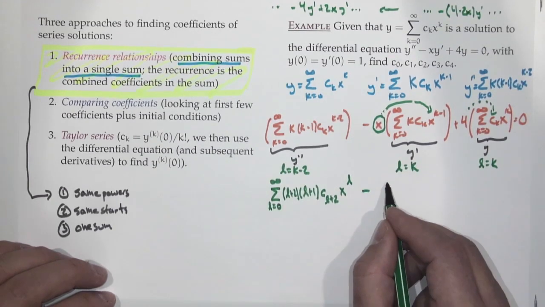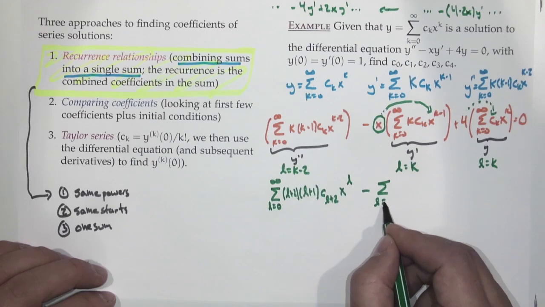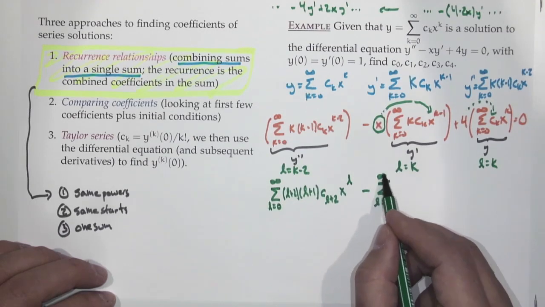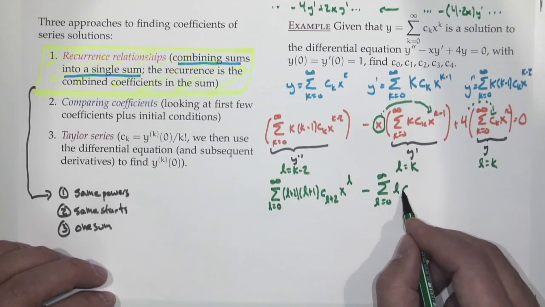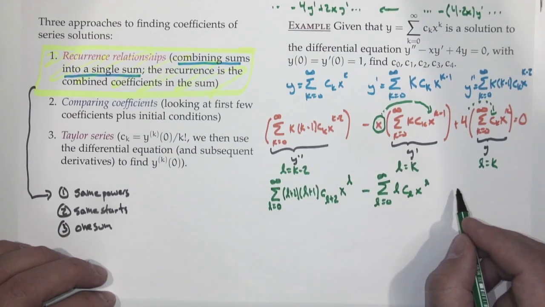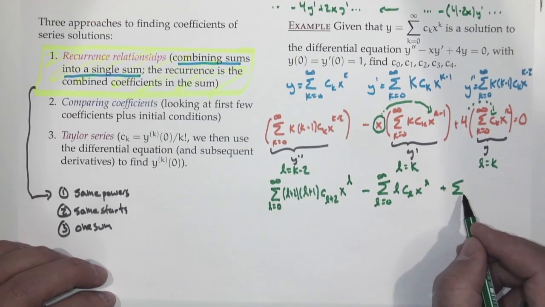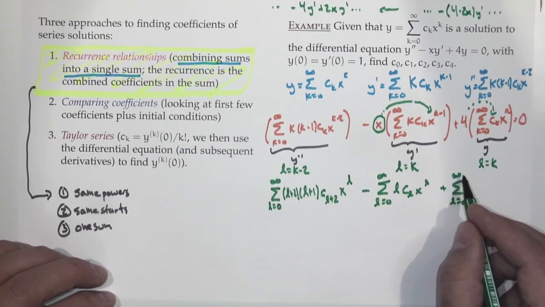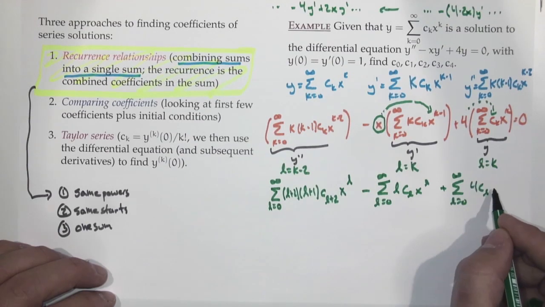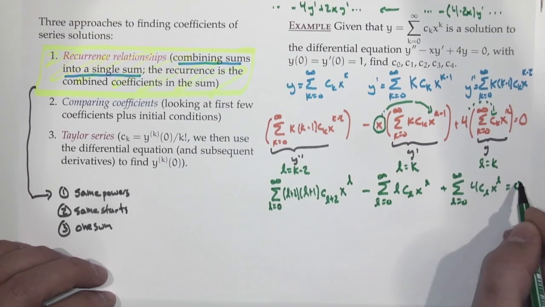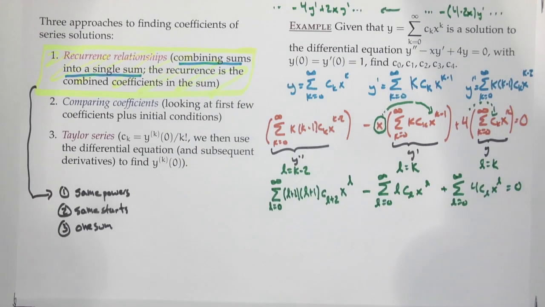All right, minus here, the only thing we have to do is change our k's to l's. So it's almost just rewriting: l c_l x to the l. And here, plus the sum, l equals 0 to infinity, of 4 c_l x to the l. All right, do we have the same starts? Yes, we got lucky here. Now, if we didn't, what would we do? Pull off a couple terms as we need to, so that they would have the same start.